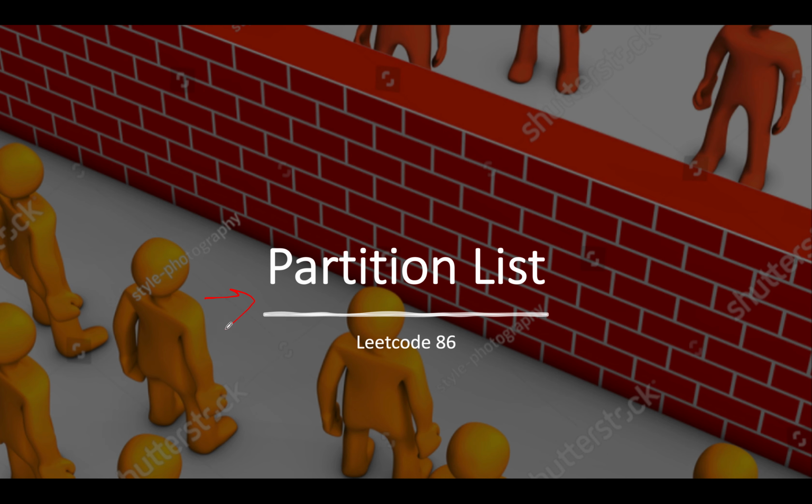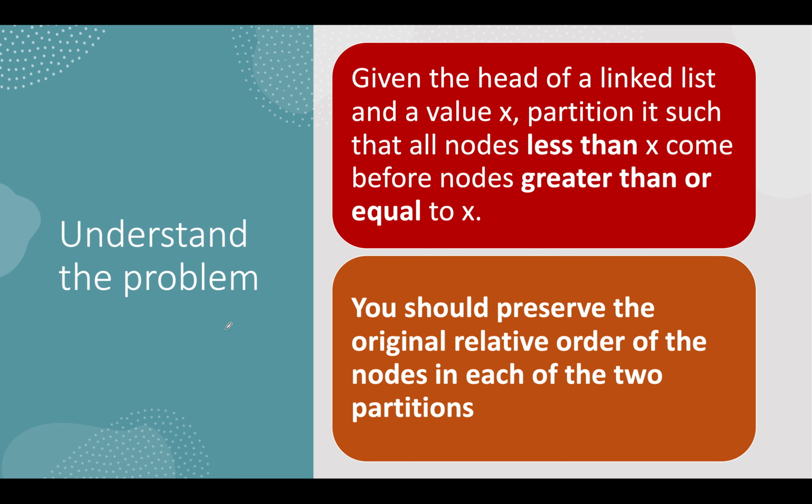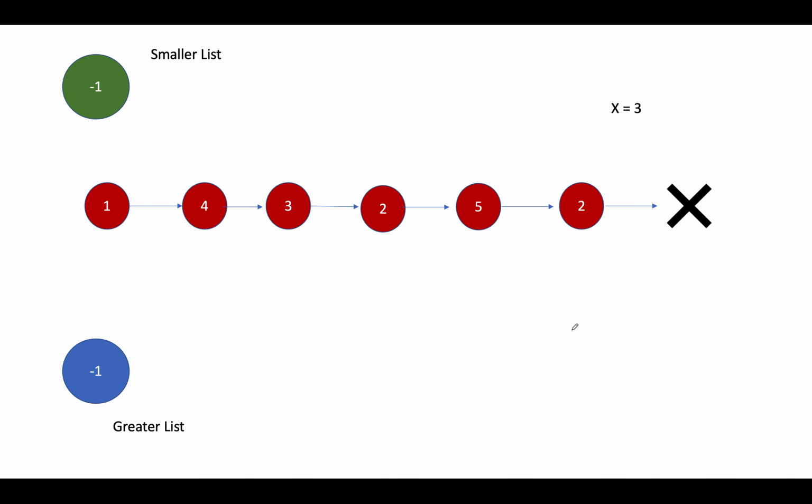Partition list, LeetCode 86. Understand the problem. We are given a linked list and a value of integer x. We need to partition the linked list in such a manner that all the nodes that are lower than x come on the left side of the linked list, all the nodes that are greater than x come on the right side, and the order should be preserved. I'm repeating the question here.